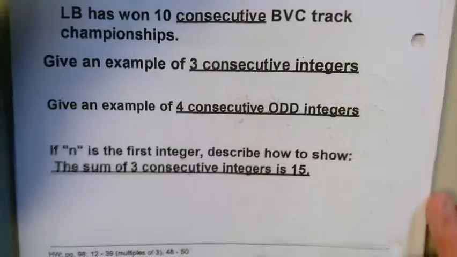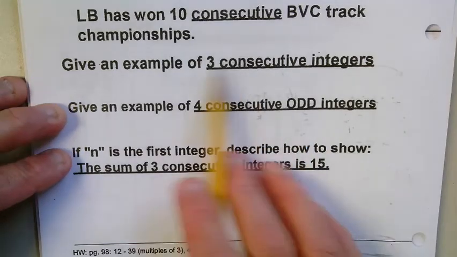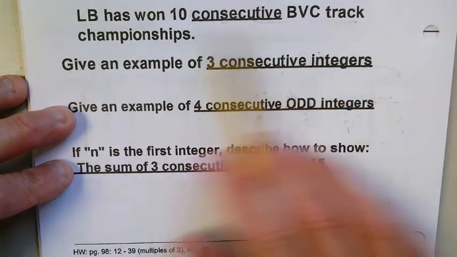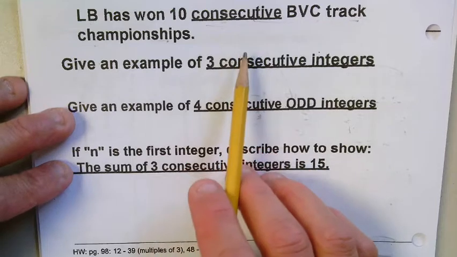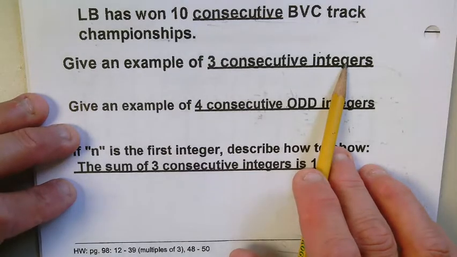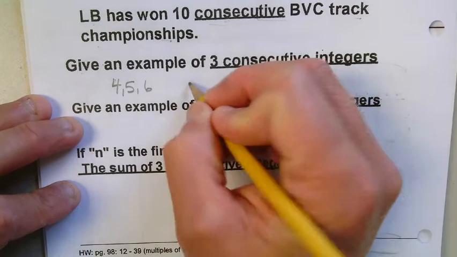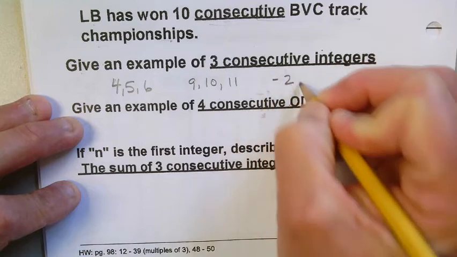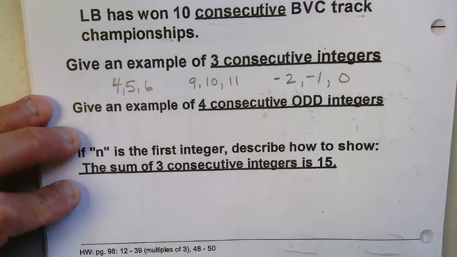Okay. Yeah, that looks good. We want to convert some of these sentences into expressions. So here's what it says. LB has won 10 consecutive BBC track championships. Consecutive means back to back to back and so on and so forth. Give an example of 3 consecutive integers. Well, an example would be like 4, 5, 6, or 9, 10, 11, or even -2, -1, and 0, okay? Consecutive, right in a row.